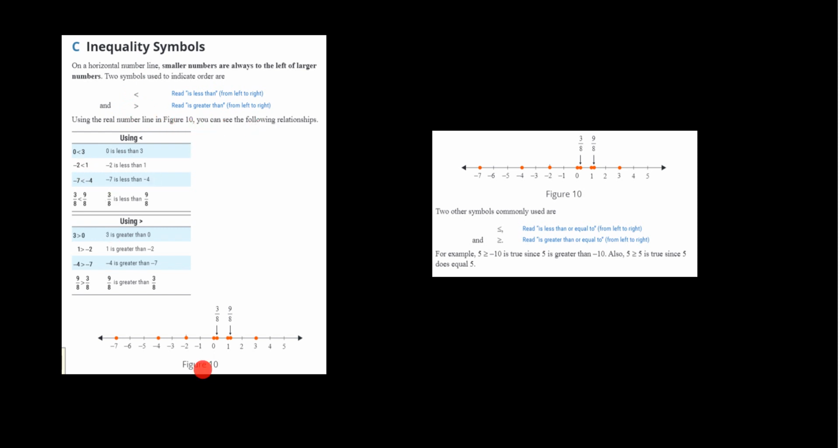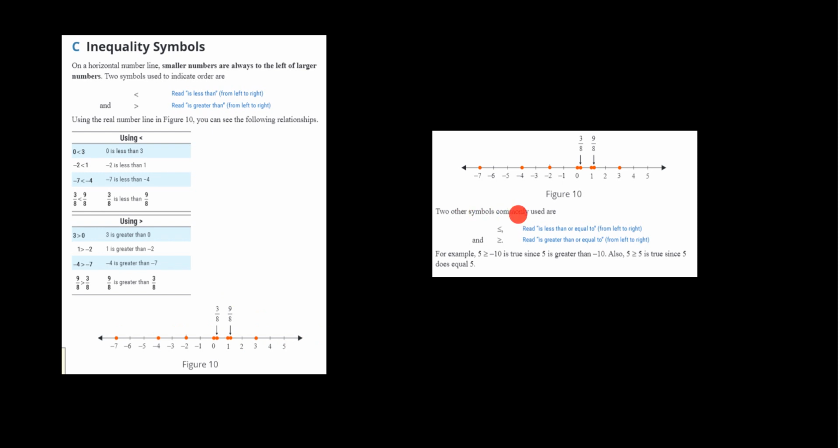So this is figure 10. We can see the relationships. We can see that negative 7 is less than negative 4. And we can see that 3 is greater than negative 2, because as we go to the right, we're going to the larger numbers. As we go left, we're going to the smaller numbers.